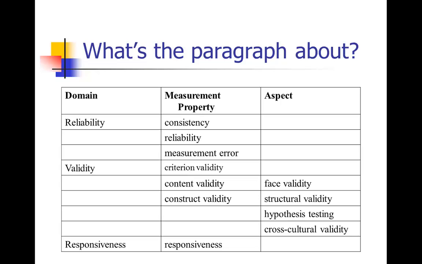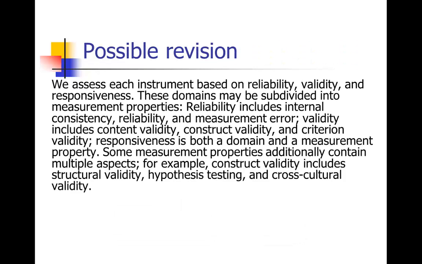So I put it in a little table. We have the domains, that's the highest level, and then we get the sub-level of measurement property, and then below that we have aspect, and here's how all those terms fill that in. Then I used that framework to help myself edit this paragraph, and hopefully you came up with something that was similarly short, right? We don't need a lot of words to give this taxonomy. So I pared it down to: we assess each instrument based on reliability, validity, and responsiveness. These domains may be subdivided into measurement properties. Reliability includes these 3 measurement properties.